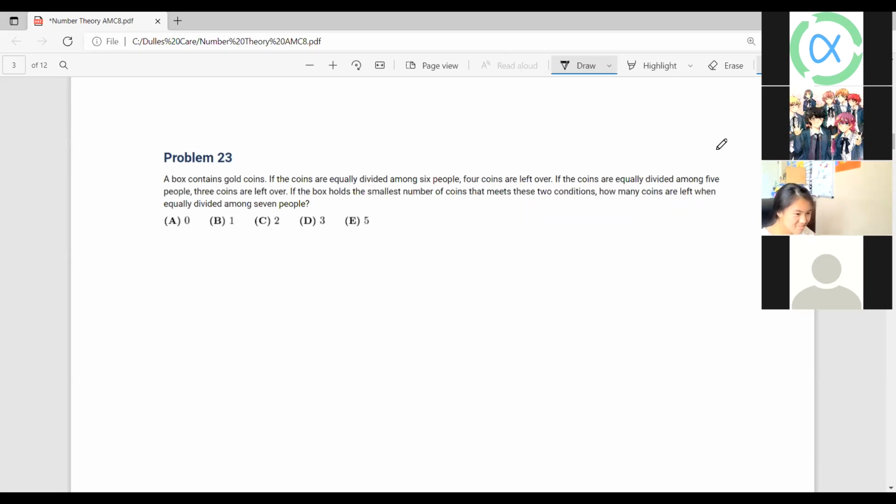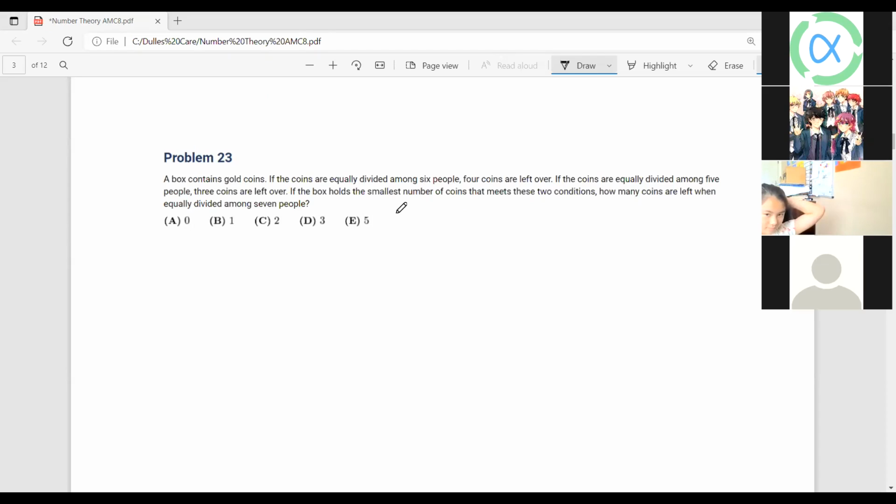A box has several gold coins. The coins are equally divided among 6 people, with 4 coins left over. The coins are also divided among 5 people, with 3 coins left over. The box holds the smallest number of coins that meets these 2 conditions. How many coins are left when equally divided among 7 people?